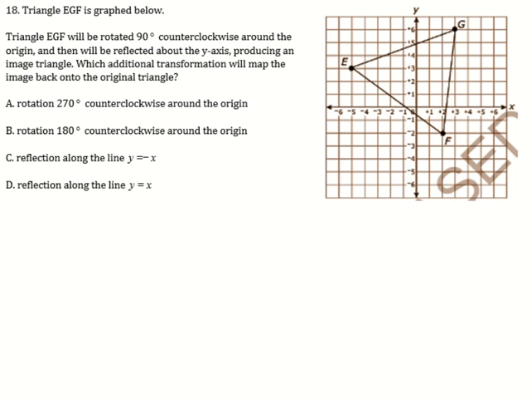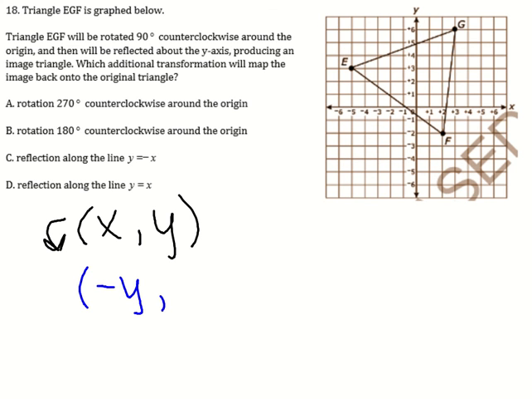Triangle EGF will be rotated 90 degrees counterclockwise around the origin. So I'm going to take a regular point (x, y) and transform that, rotated 90 counterclockwise, into (-y, x). That is my rule for a 90 counterclockwise. Okay, this is my new x and my new y. Then I'm going to take it and reflect it across the y-axis.